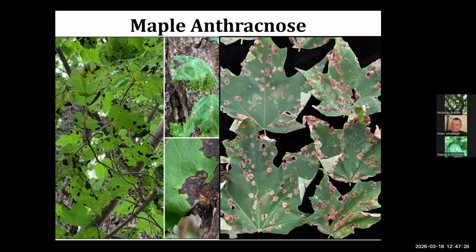This image on the right, we see circular spots that are coalescing to create larger necrotic blotches. So typically anthracnose on maple is not particularly serious, but if we have a severe outbreak, then in some cases we can see some significant defoliation.